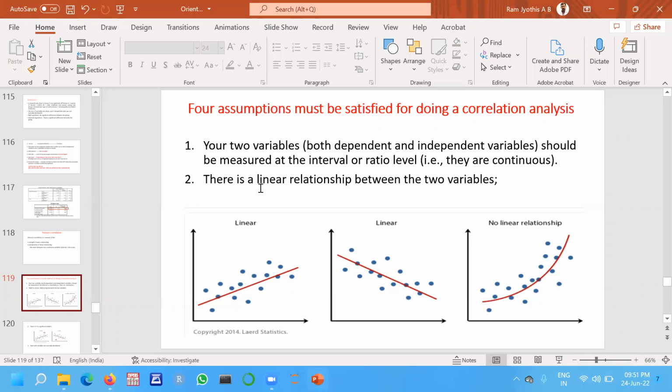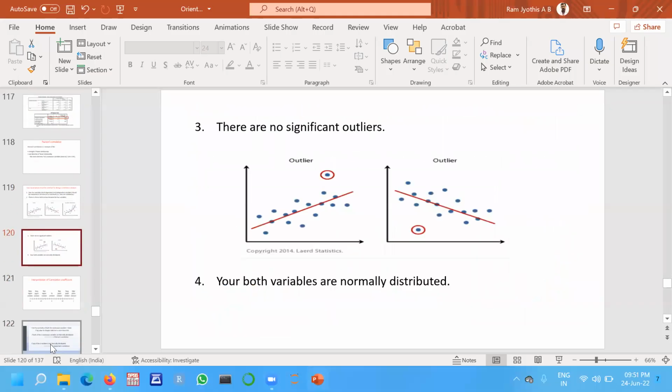there is a linear relationship between the 2 variables. So the relation should be a linear one. That means when one variable increases, the other also should increase. When one variable decreases, the other variable also decreases. So these are examples of non-linear and linear relationships. Now the next one is there are no significant outliers. So extreme values should not be there. So these are the outliers. Okay. Both variables are normally distributed. So these are the assumptions.